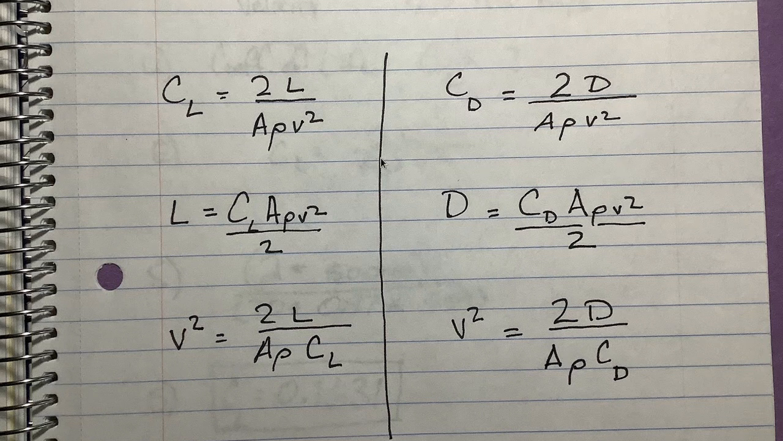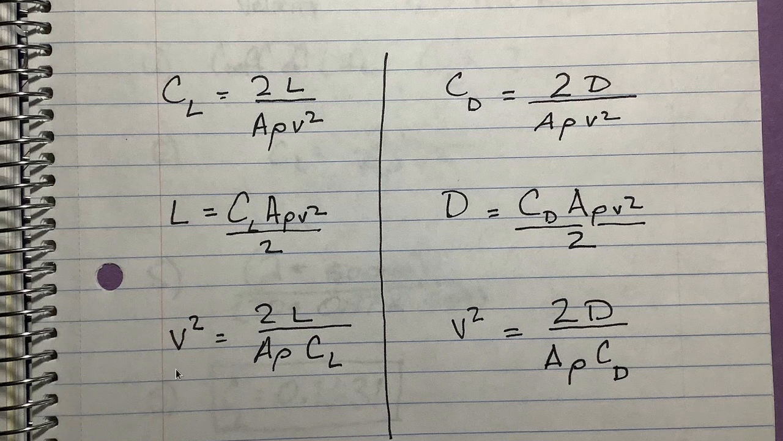All right. To rearrange this to solve for lift, we are going to multiply both sides by this expression and divide by 2 and end up with this calculation. In the same way, we can use this formula to solve for drag, rearranging exactly the same way.